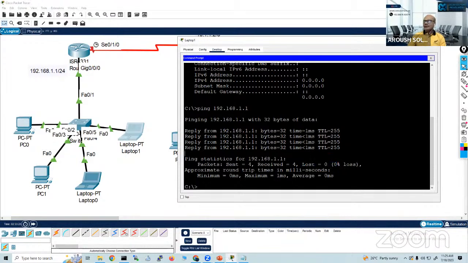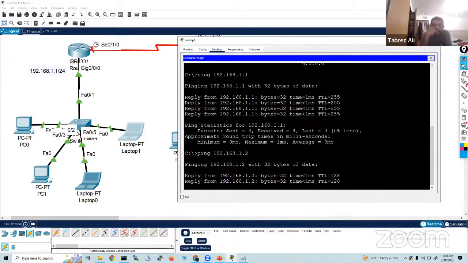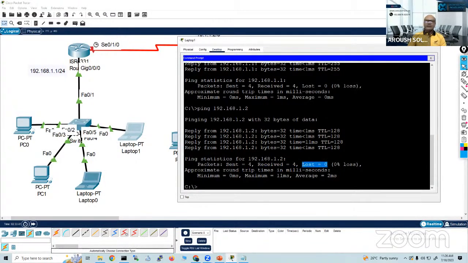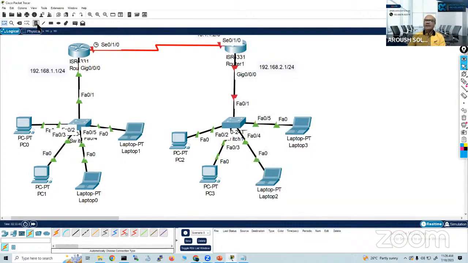Can you ping to the other PC? Right now we are pinging the gateway. So can you ping 1.2? Yes, we are getting a reply, right? Packets sent 4, received 4, loss 0. There is no loss of packets, meaning there is no data loss here. It means they have communication with each other.